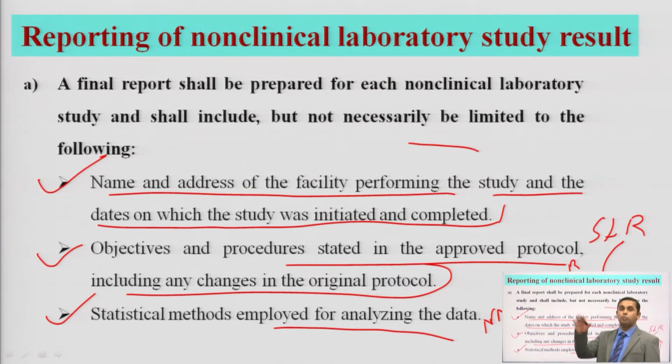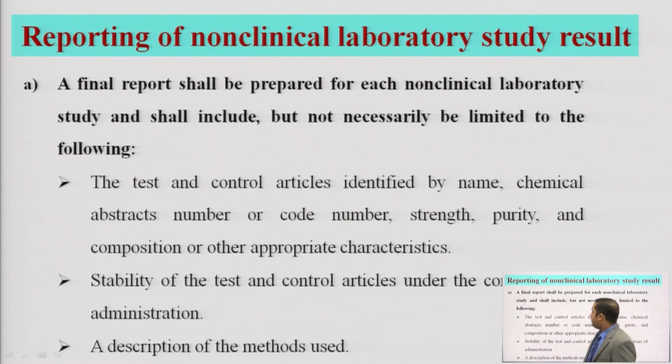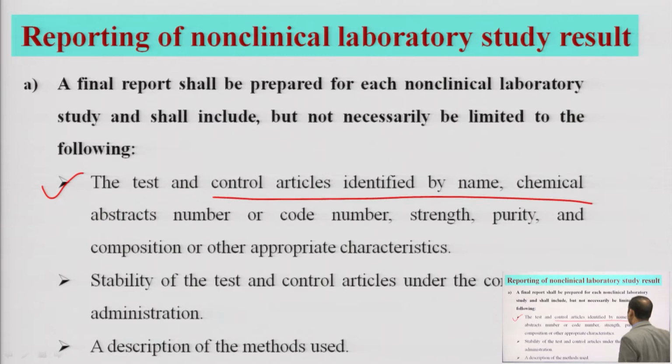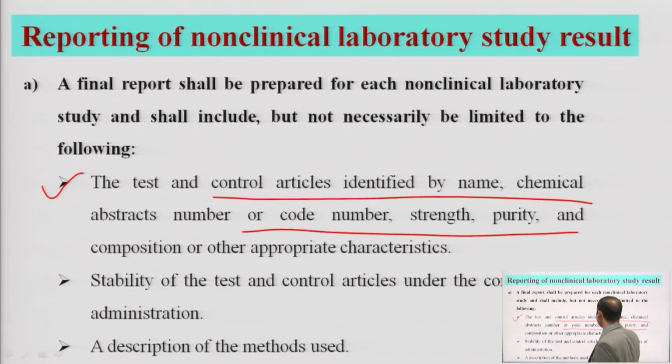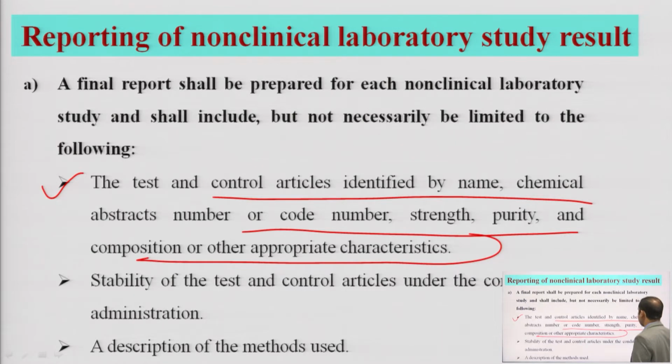That is why the final report you are going to submit should have these kinds of details. Also, the test and control articles identified by name, chemical abstract number or code, strength, purity, composition and all the other various details. In my previous lecture you have seen that whatever things you prepare in the protocol, the same things, in a more elaborate way, you may prepare in your report. So, the final report should consist of the test and control article, including the name, chemical abstract number or code. You are aware why code is important.